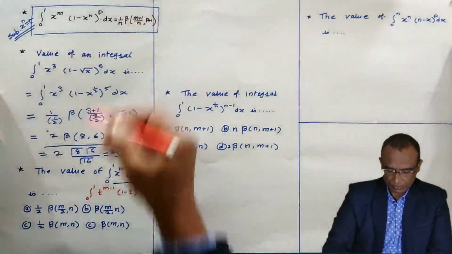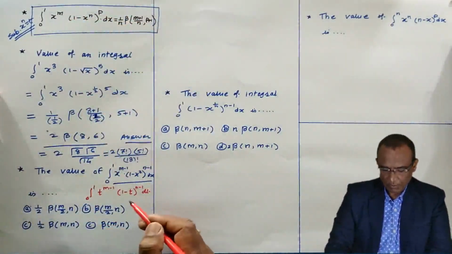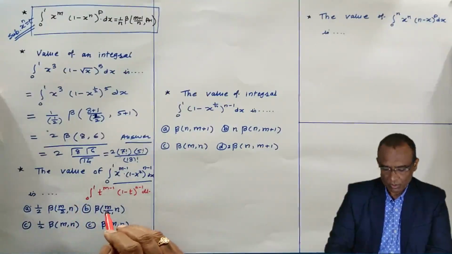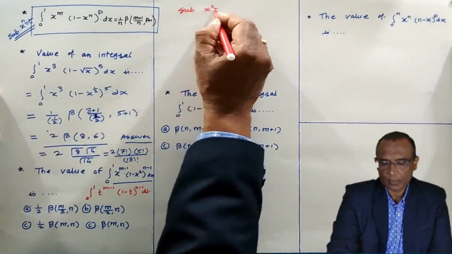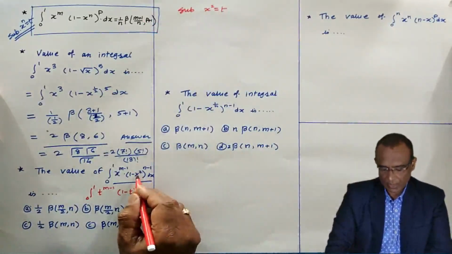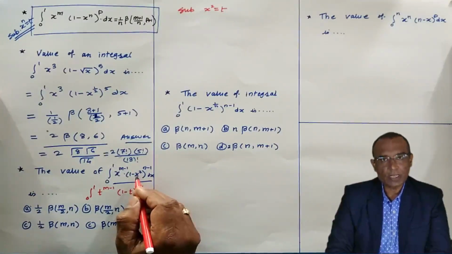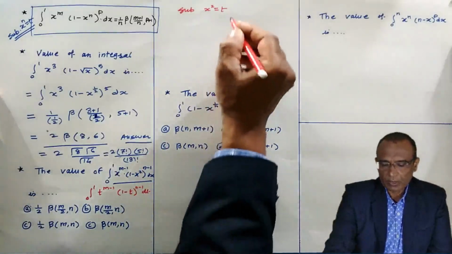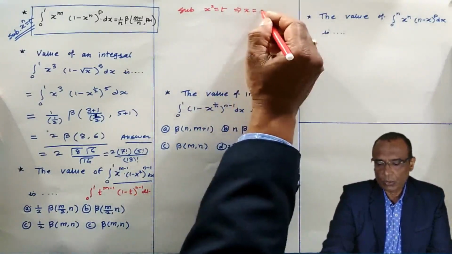Put the values of m and p in this formula and get the answer. But the alternative way I am using now: substitute x square equal to t. You can directly use the formula, but I am using the alternate method. If in place of x square, x cube is there, then x cube equal to t. If root x is there, put root x equal to t. If x raised to 4 is there, put x raised to 4 equal to t. Now if you substitute this, then x is equal to root t.